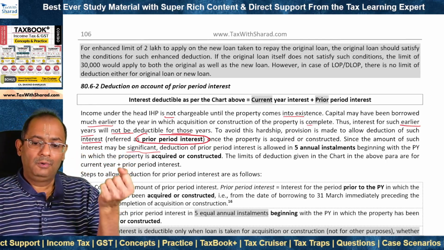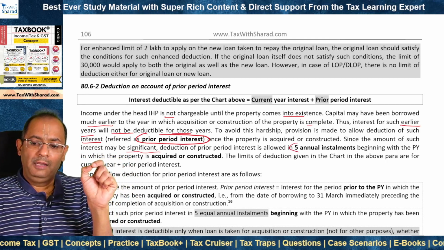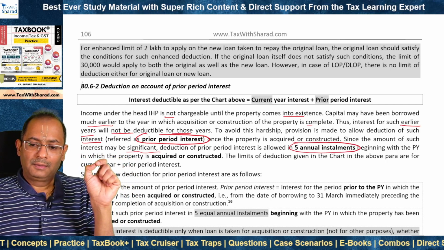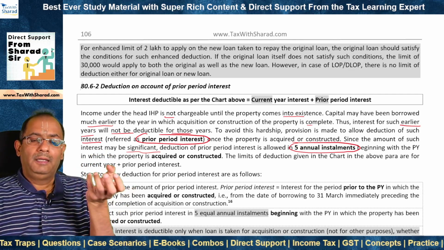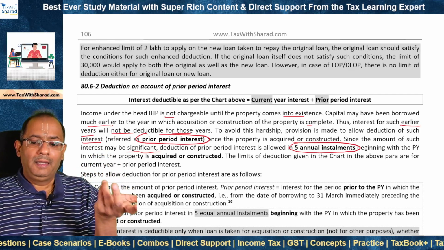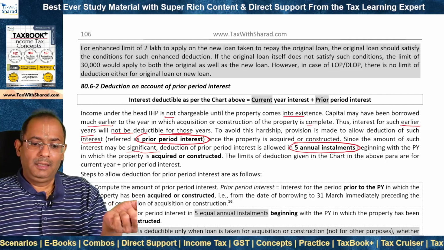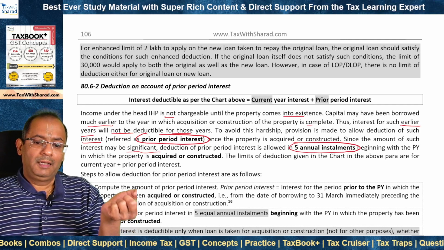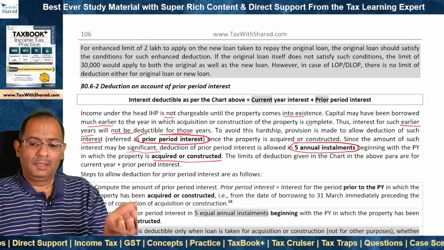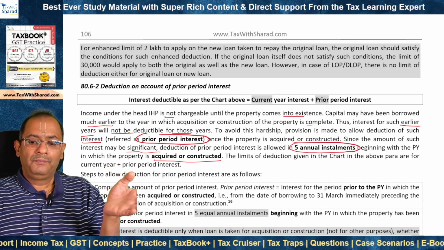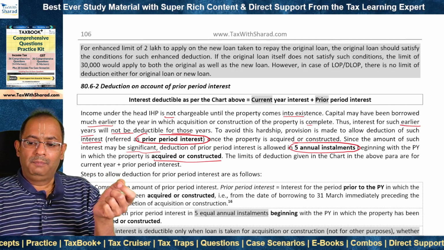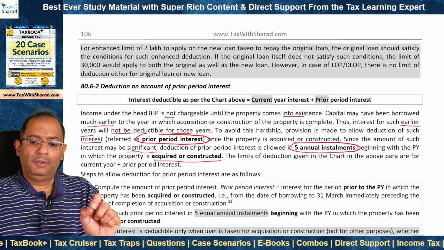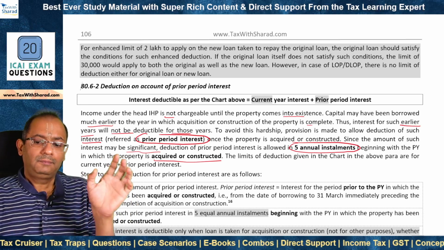How is this spread out? Deduction is allowed in 5 annual installments. When do the installments begin? Of course, with the year in which the income starts to get charged under the head IHP, which is which year? Which is the previous year in which the property is acquired or constructed. So this is the year of first installment, right? So 5 annual installments beginning with the previous year in which the property is acquired or constructed.